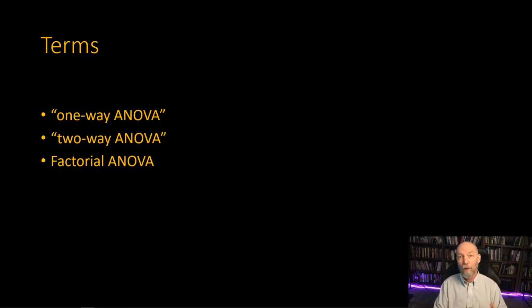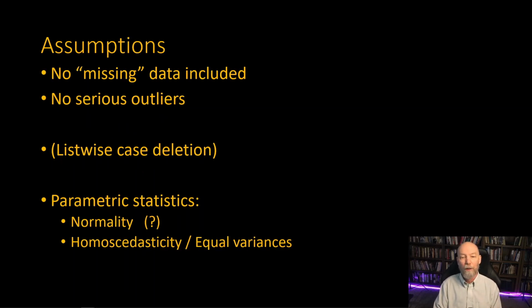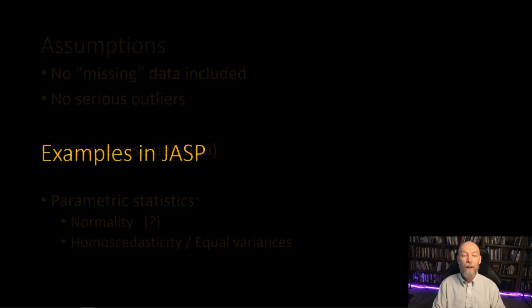I'm saying Factorial subsumes two-way ANOVA and anything else, three-way, four-way, whatever. All right, back to saying these assumptions that were true for the bivariate, they're all true for the multivariate. And then we're going to look at this in the analysis program.